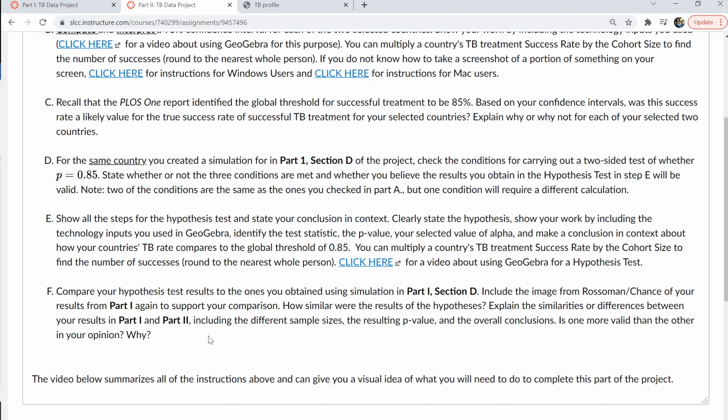Lastly, you will compare your hypothesis test results to the ones that you had in Part 1, Section D, where you did the hypothesis test using the simulation data from Rossmann Chance. Note that you may have different results depending on what country you have. It will be unlikely that they have the same exact p-values. However, what you will need to do here is explain any similarities and differences. Explain the similarities and differences between the sample sizes that were used, the p-value, and the overall conclusions, and also make sure that you answer the question of, is one more valid than the other in your opinion?